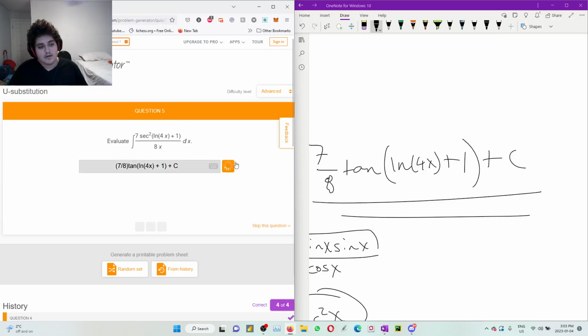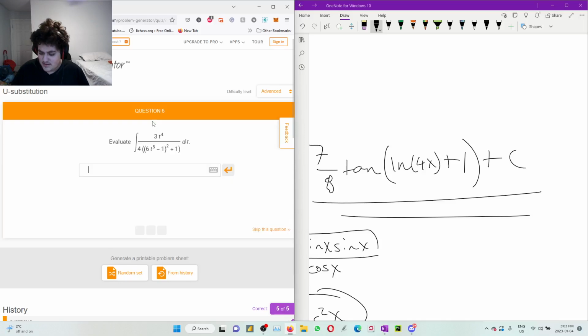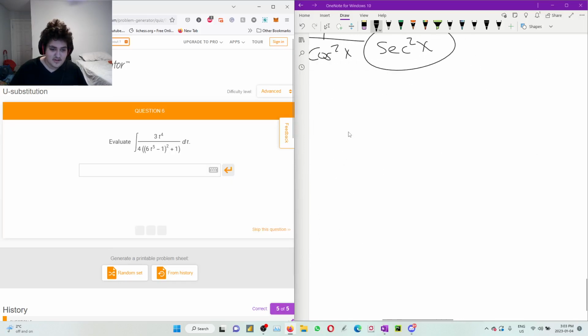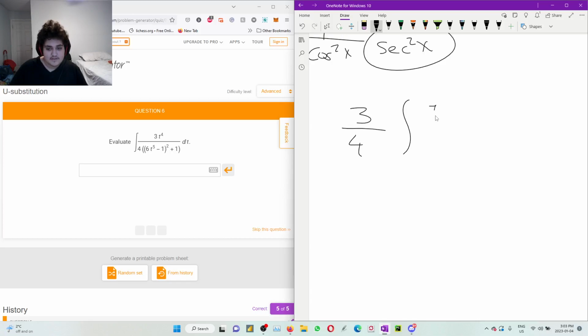Okay. So this is our 5th question. That means we have 1 question left. This is our last question. Cool. So again, I'll take out the constant. We have t to the 4 over 6 t to the 5 minus 1. This is kind of similar to what we did, where the t to the 4s are going to cancel out. But it's not that similar, so I think we can still learn something from this.